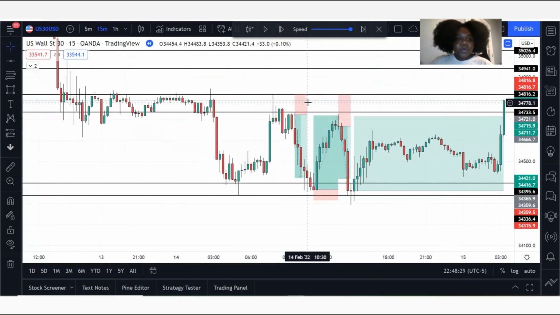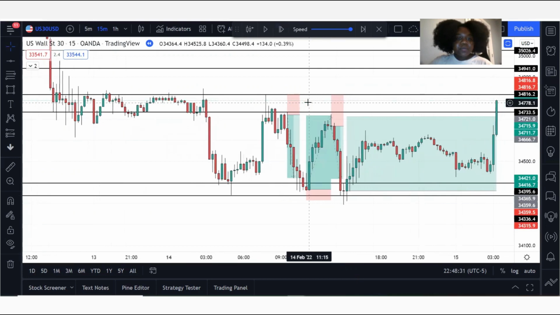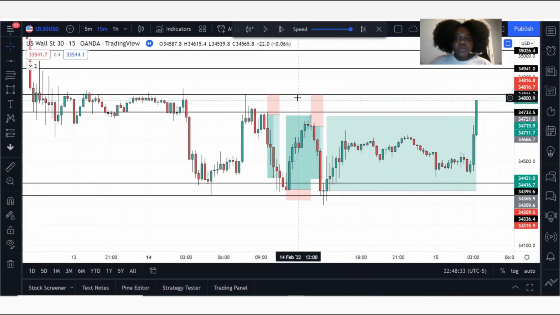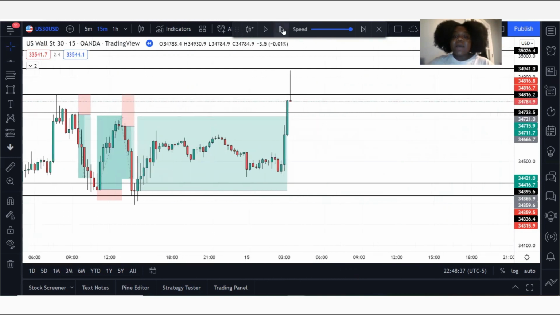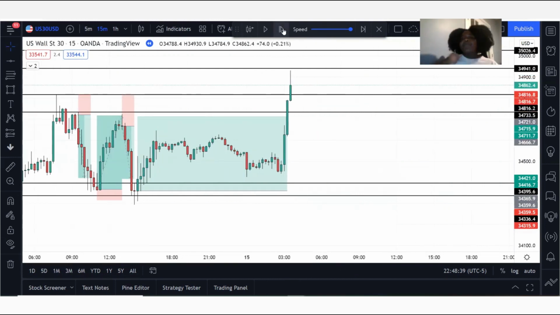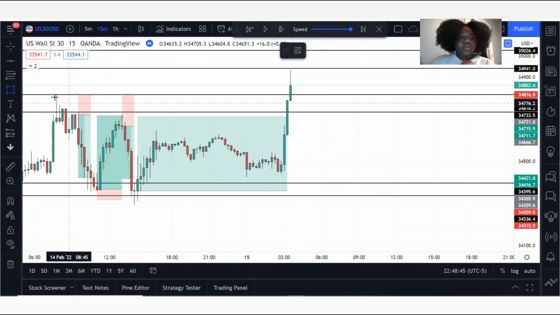So what I want to do is see how this moves. Let's see what the next candle does. And I want to show you guys how I would be looking for a break. There you go. That's exactly what I was looking for. We have officially broken this zone. Remember, these were my two zones.